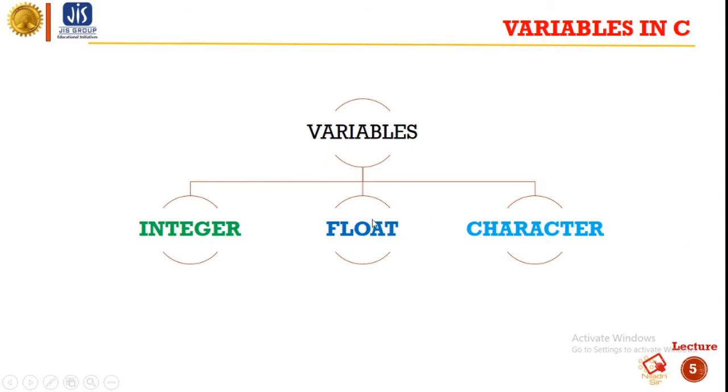So what is integer? Integer is nothing but values like 5, 6, 7, where no decimal is there. Float is floating point values like 4.2, 5.6, 5.0. And characters are A, B, C, D. These are all character variables.